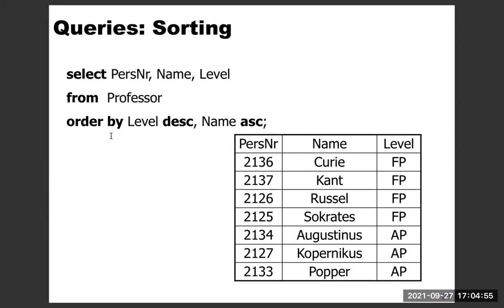We may sort our results: select something from table and order by level in descending order, and then name. So all the results will be sorted by descending level, and then ascending name inside a group of records with the same level.